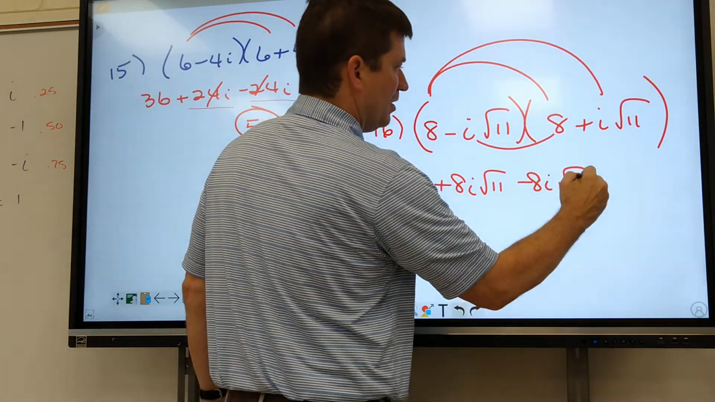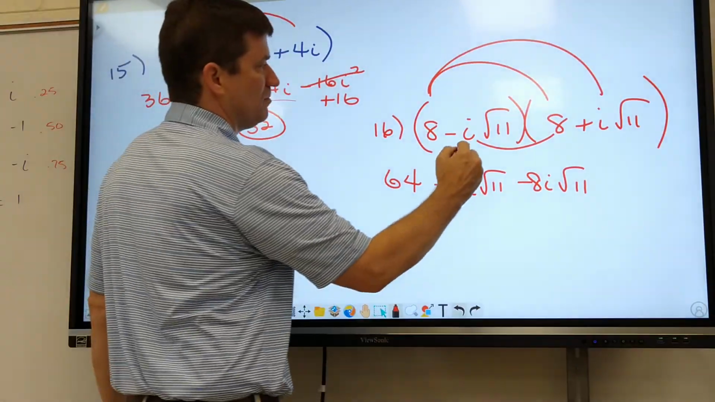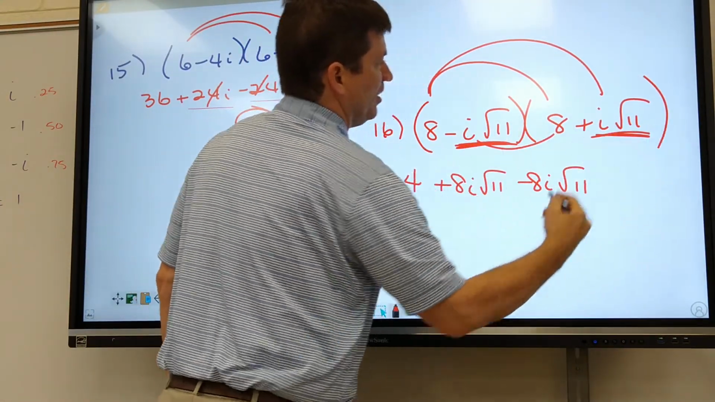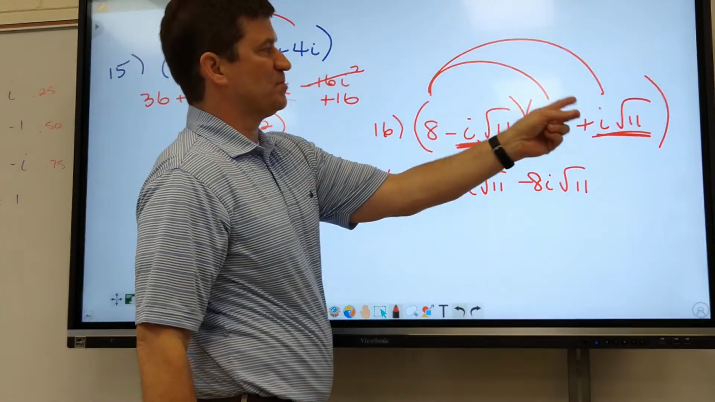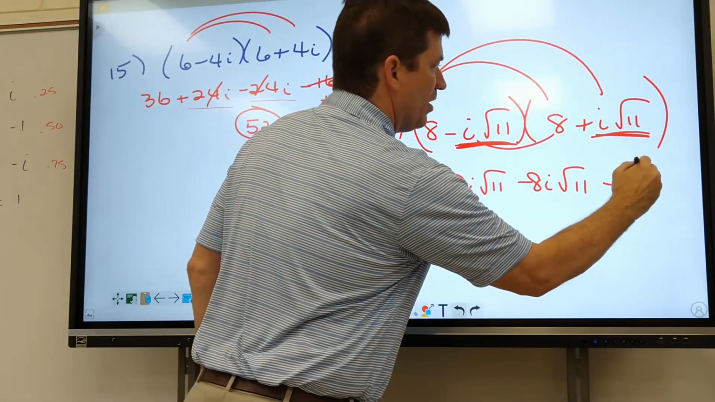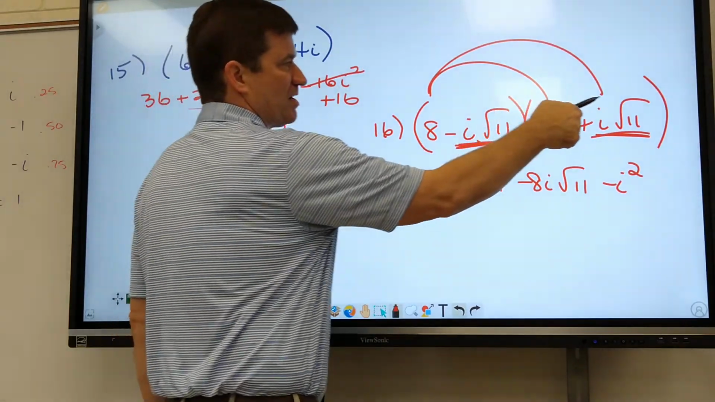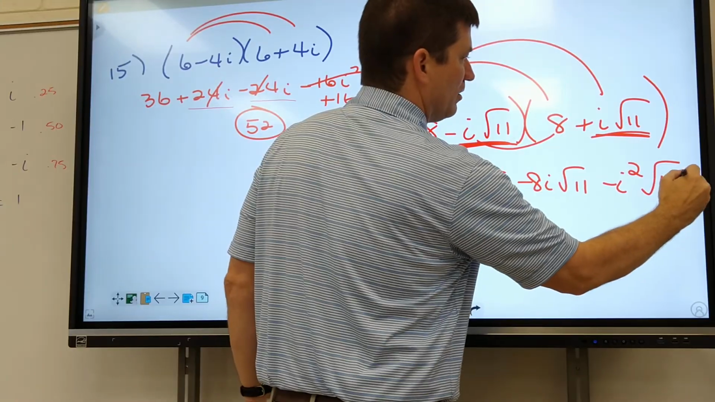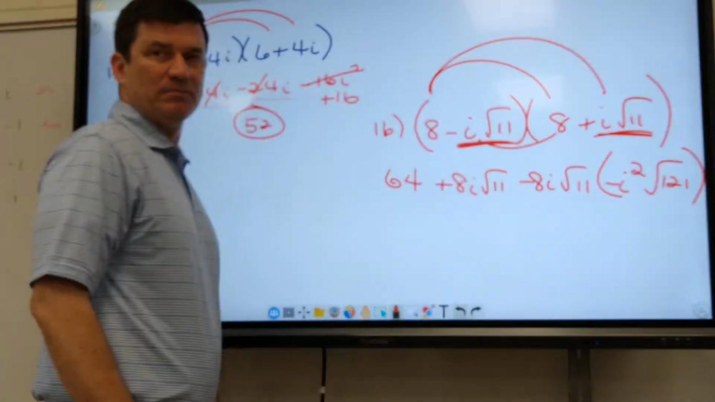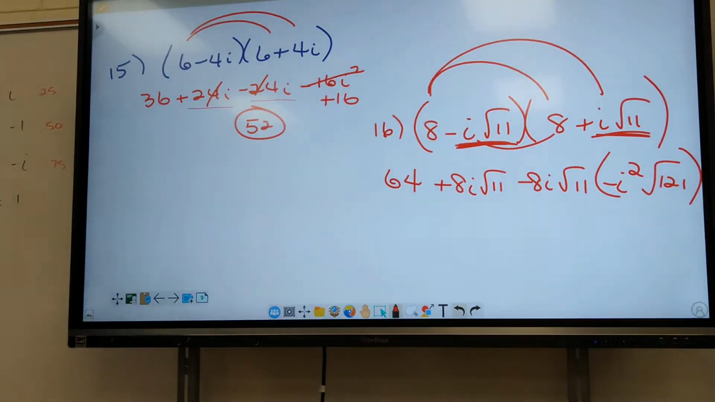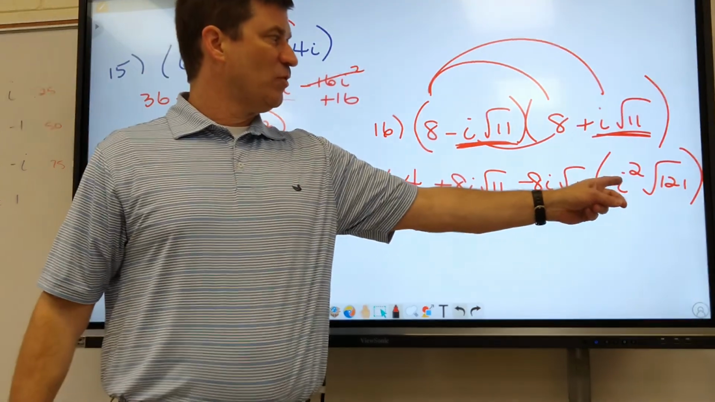All right, here's the hard part. You watching? I've got to multiply that and that together. So I've got -i times +i, that's -i squared. 11 times 11 is root 121. All right, now we've got to clean that up. i squared is -1, right?